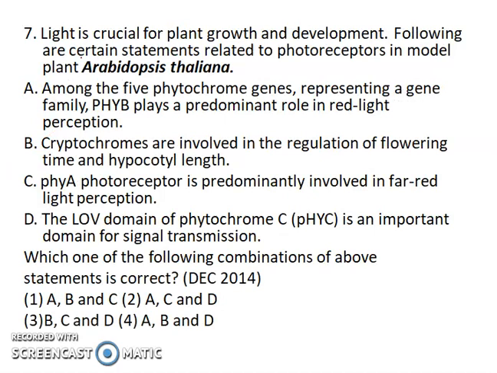This question is, light is crucial for plant growth and development. Following are certain statements related to photoreceptor in model plant Arabidopsis thaliana. Now the first statement is, among the 5 phytochrome genes representing a gene family, 5B plays a predominant role in red light perception. For this, we need to be clear with the 5B, 5A. Here we are having 5A and here we are having 5B.